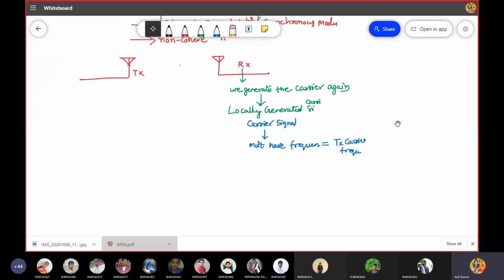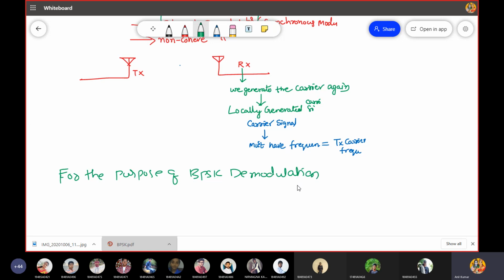So which type of demodulation do we use? For the purpose of BPSK demodulation, we use coherent demodulation. What is meant by coherent demodulation, guys? Tell me, what is meant by coherent demodulation?